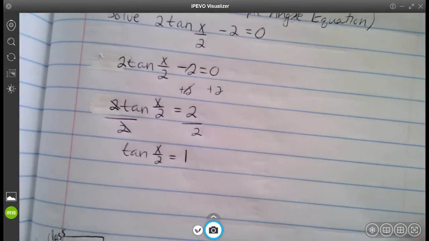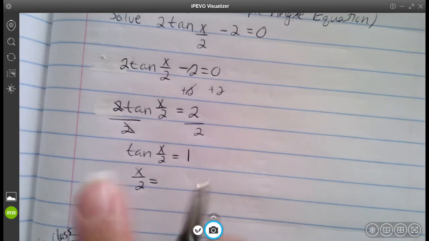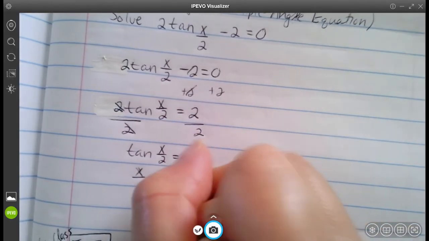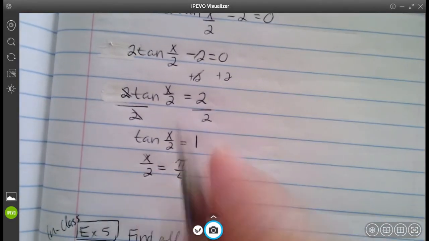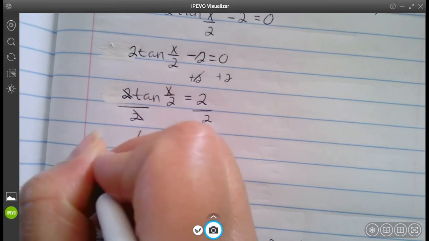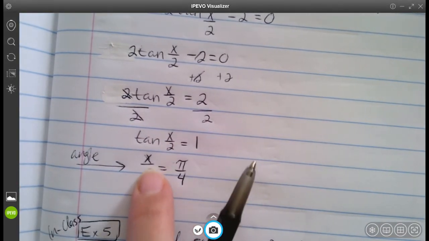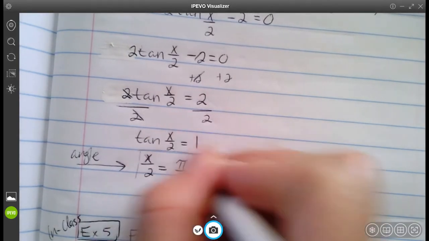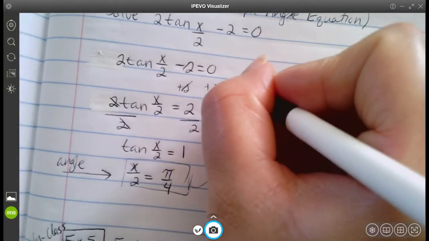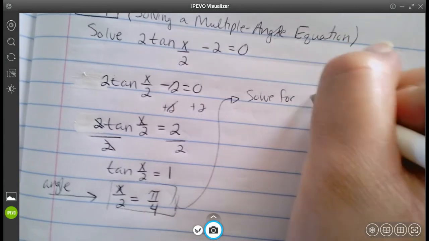Okay, so that means that this x over 2, that's our angle, will happen at pi over 4. But of course, we're trying to solve for x, right? So that's the angle, okay? If we want to find x, we have to solve for x. So this is kind of your answer, but if we want to get x by itself, we're going to solve for it. So solve for x.